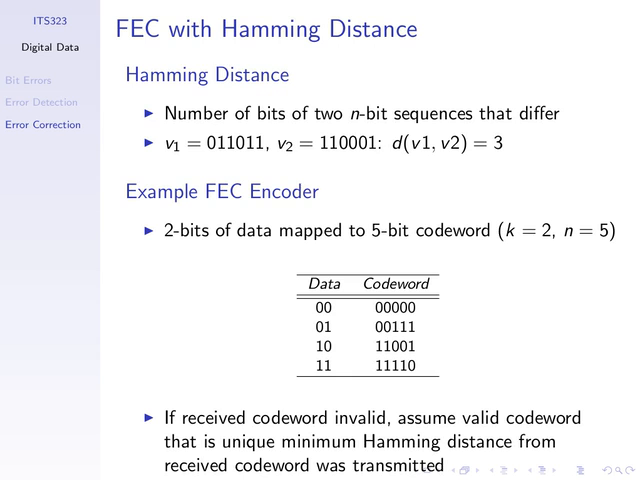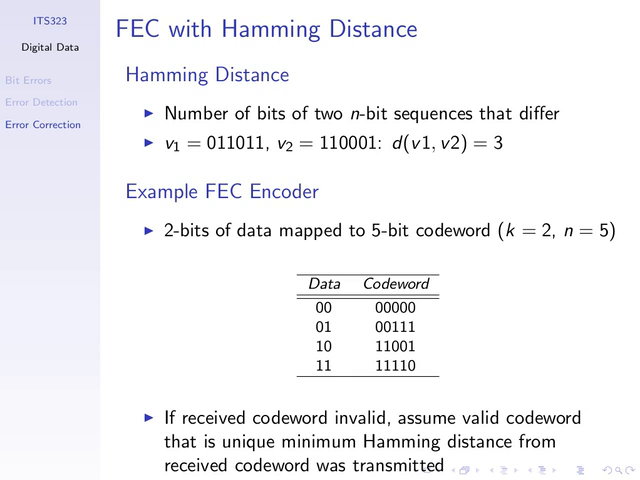This example we're going to use as the encoder, decoder, we're going to use the concept of a Hamming distance. A Hamming distance is a measure of how close two sequences of bits are. So take this simple example. If we have two sequences of bits, V1 is 0, 1, 1, 0, 1, 1, and another sequence of bits, V2, 1, 1, 0, 0, 0, 1. So two 5-bit sequences.